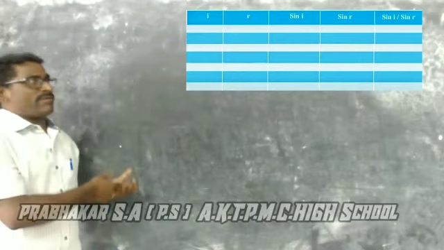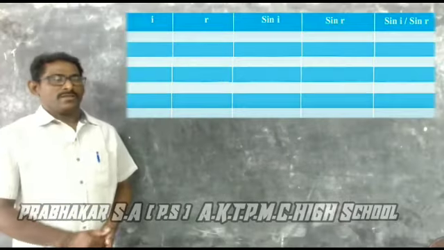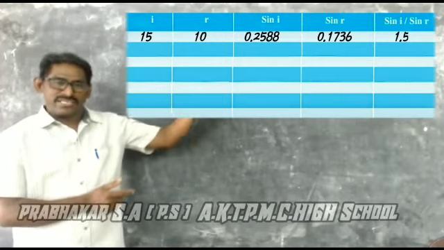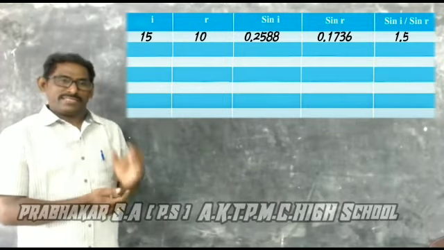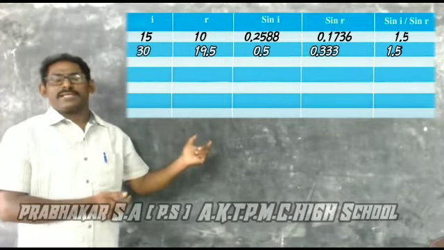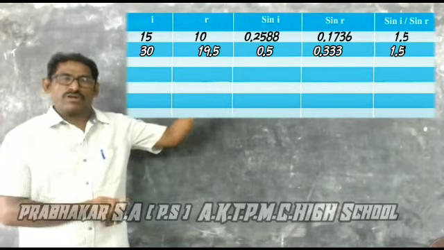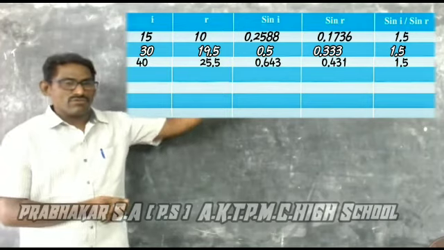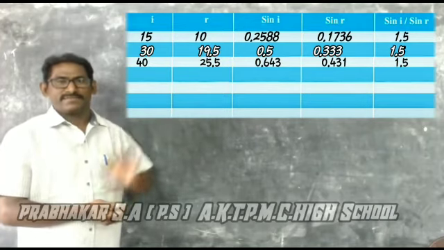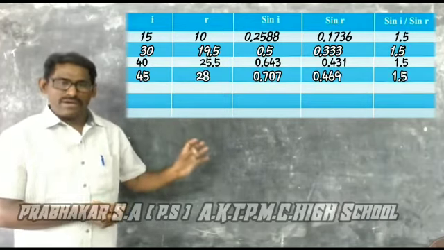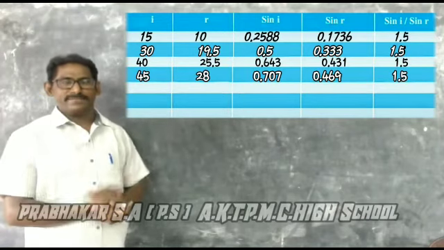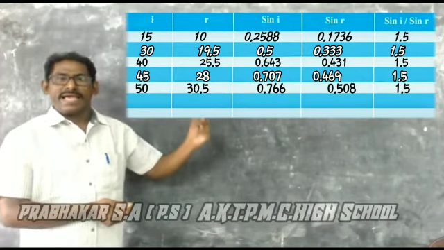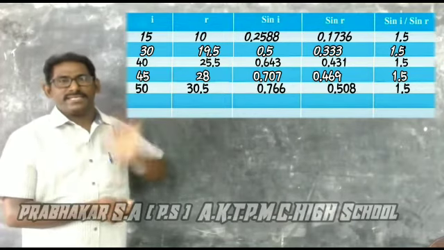From our experiment we observe that for angle of incidence 15, the angle of refraction is 10. In the same way, for I equal to 30, R is equal to 19.5. For I equal to 40, R is equal to 25 degrees. For I equal to 45, R is equal to 28. For angle of incidence 50 degrees, the angle of refraction is 31 degrees.